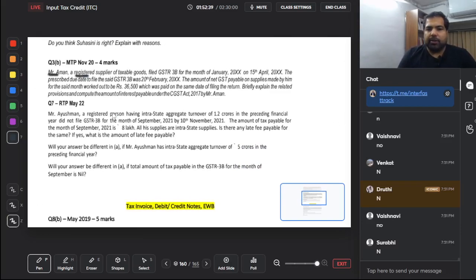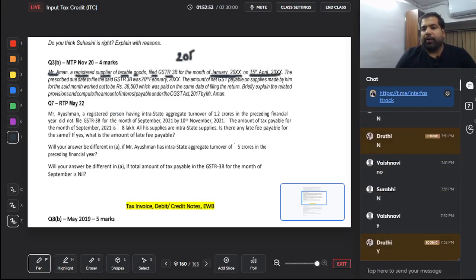Mr. Aman, a registered supplier of taxable goods, filed GSTR 3B for the month of January on 15th April. Guys, are you late? January, you are filing on 15th April. Actually, January you have to file by which date, guys? 20th Feb. So, are you late? Yes, from 21st Feb to 15th April, you are so many days late. The prescribed due date to file the said GSTR 3B was 20th February.